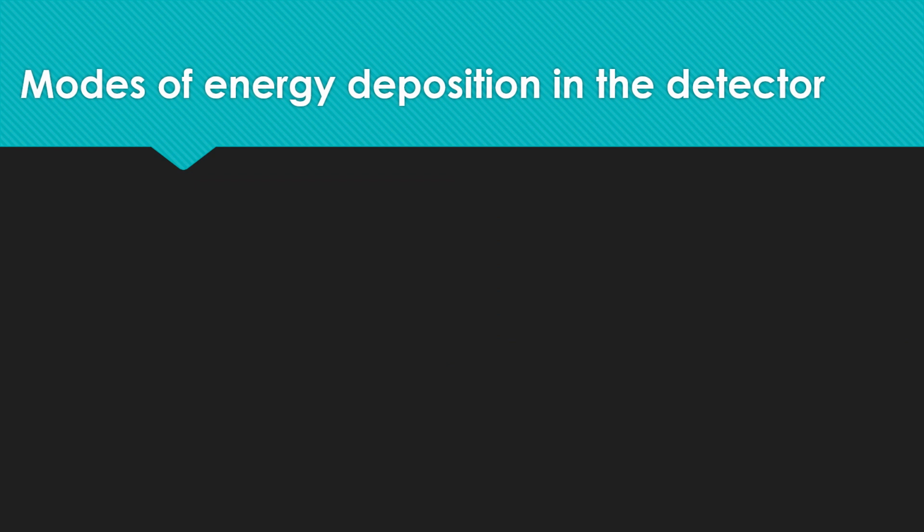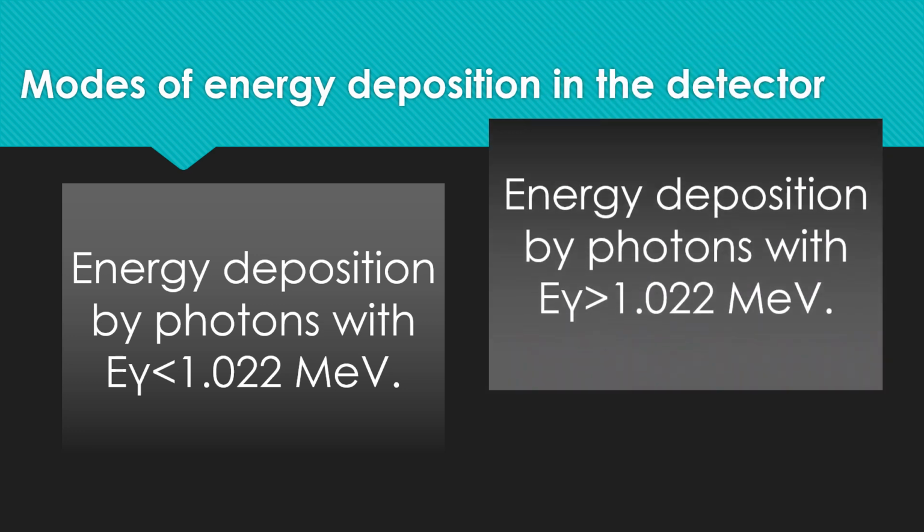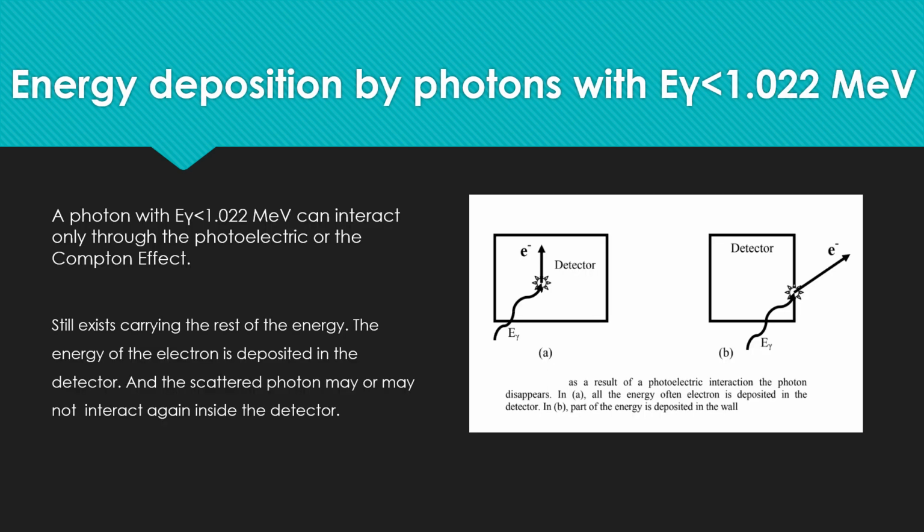So now I'm gonna talk about the modes of energy deposition in the detectors before starting with the scintillation detector, which is my topic today. So we have two modes: the energy deposition by photons with energy less than 1 MeV, and with energy larger than 1 MeV. Starting with the energy less than 1 MeV, it can interact only through the photoelectric or the Compton effect.